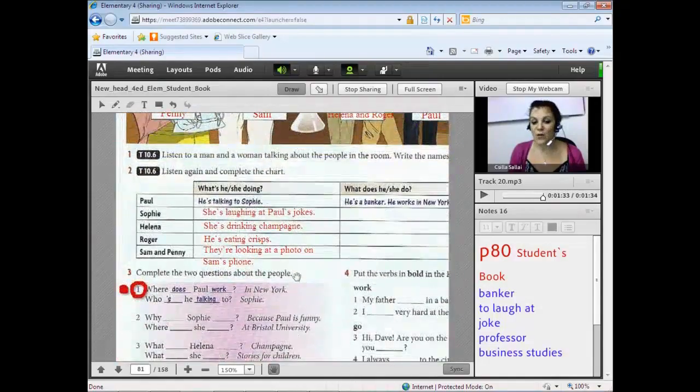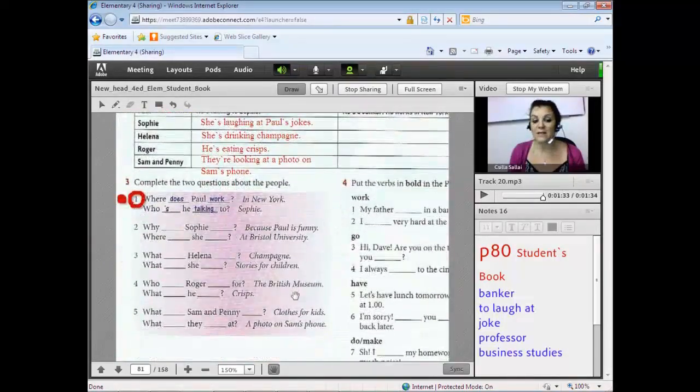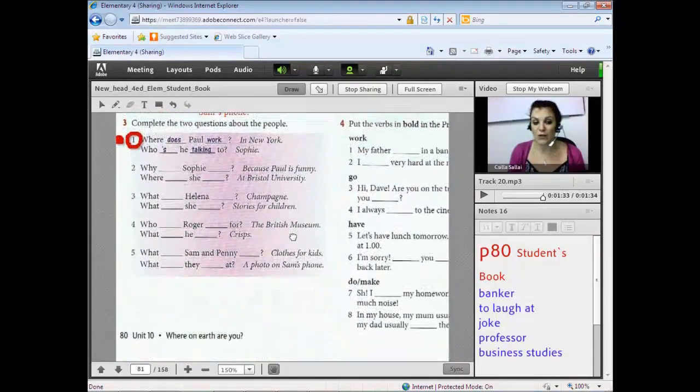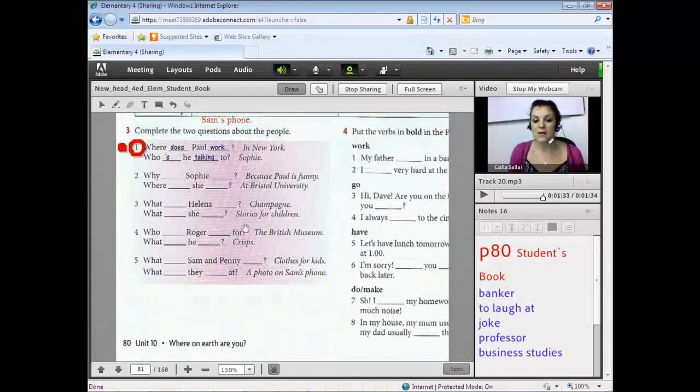So you are obviously going to have a look at the picture again, right? And look at all the answers in the chart in exercise number 2. Okay? So please complete the rest of the questions. There are 8 more questions. Look at the answers and look at all the information you have in exercise number 2 in the chart. Off you go.